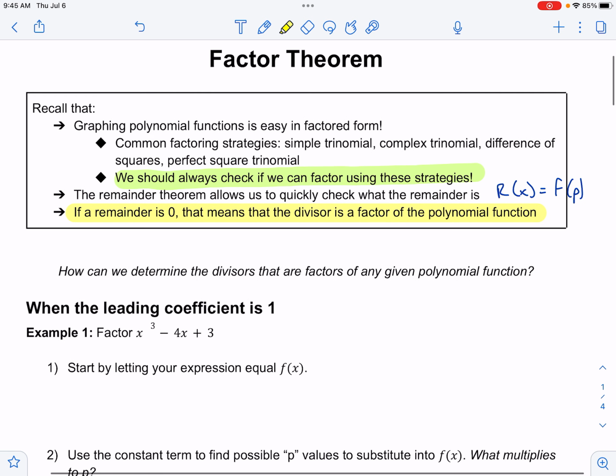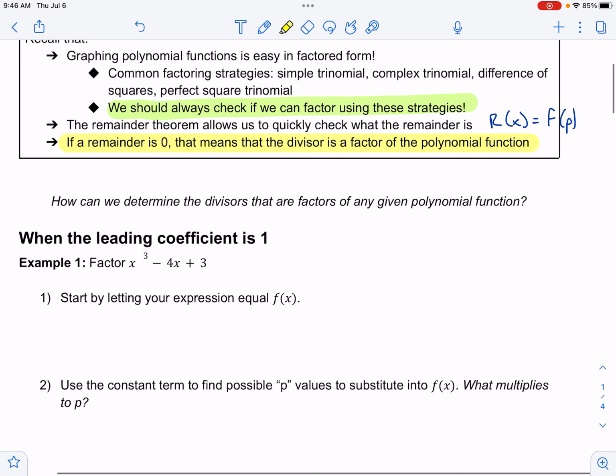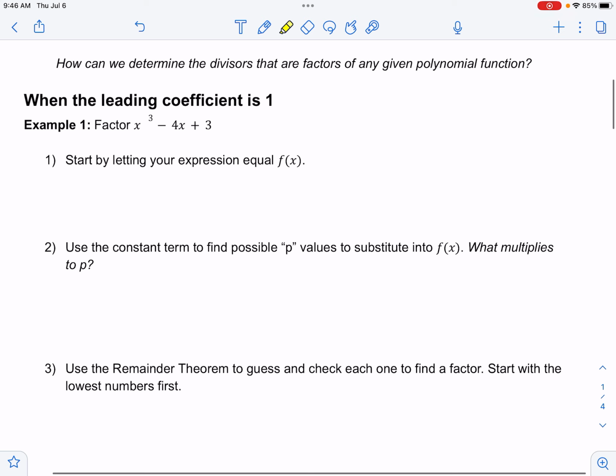Let's do one example where we have a leading coefficient of 1. This will give you the gist of how to complete factor theorem and how factor theorem is useful. And then we're going to do a second example where the coefficient is not 1. So we're given the expression: factor x cubed minus 4x plus 3. Okay. Very first thing, simple, we're going to set our expression equal to f of x. We're going to make it a function. This allows us to employ remainder theorem.